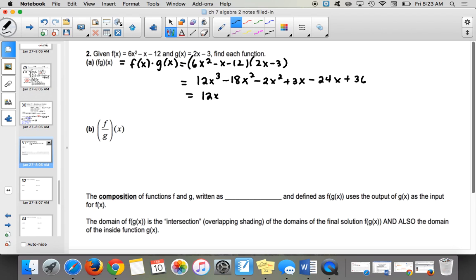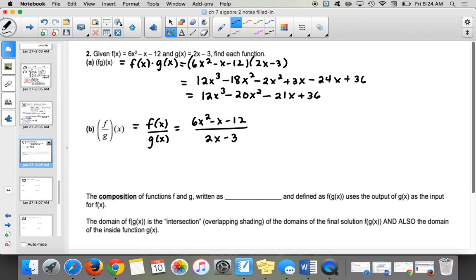So our result is 12x cubed minus 20x squared minus 21x plus 36. Okay, everybody see that one? All right, and if we have f divided by g of x, we take our f of x divided by g of x. So 6x squared minus x minus 12 and 2x minus 3. And then we actually check to see if it reduces out.